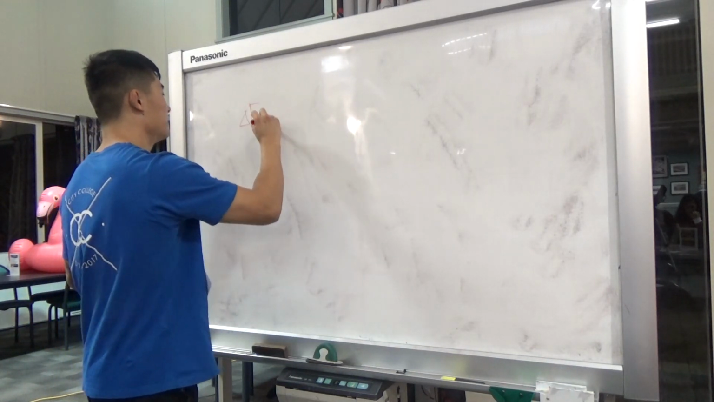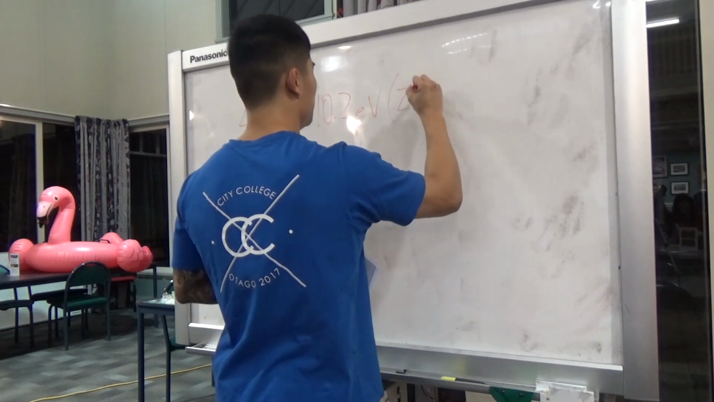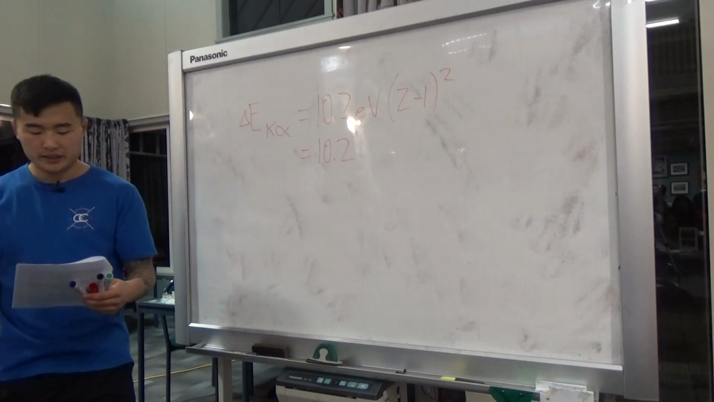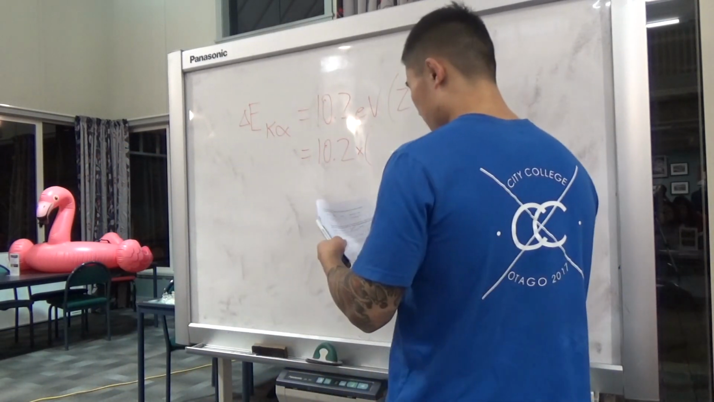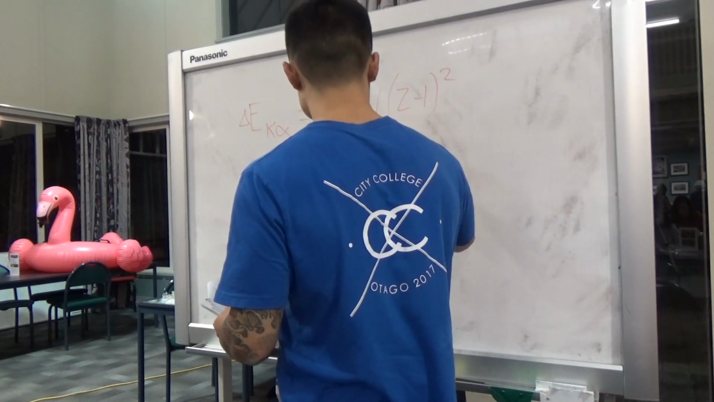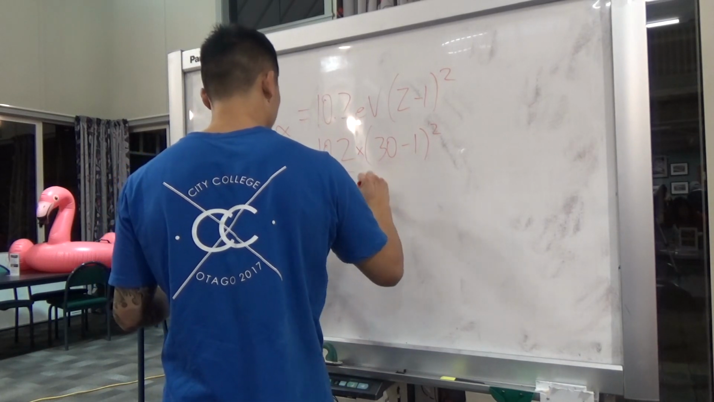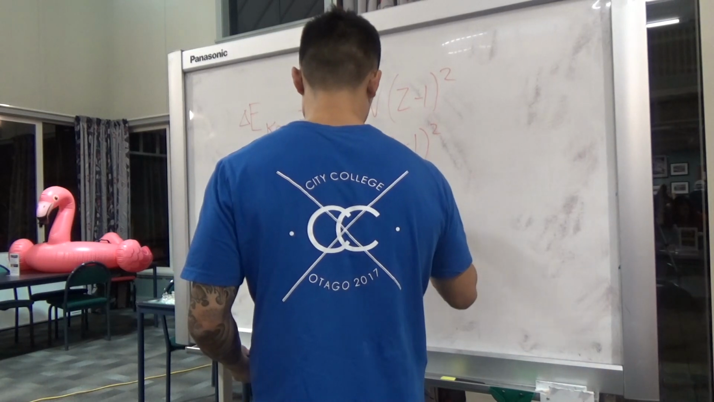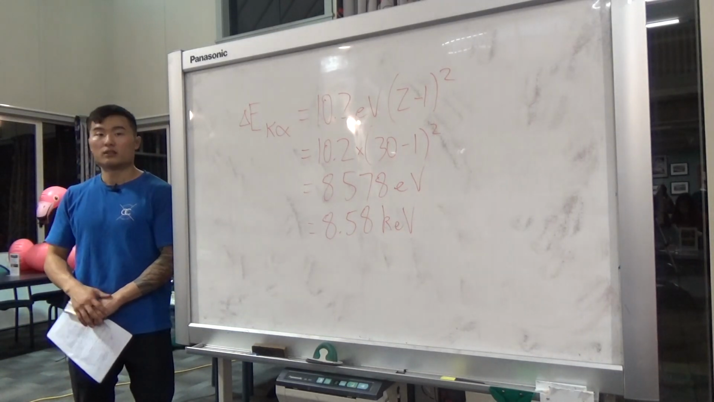You're just going to use this equation: 10.2 eV times (Z minus 1) squared. We want the energy in electron volts, so we don't have to convert into joules. So it's just 10.2 times (Z minus 1) squared, where Z is your atomic number, the bottom number next to the element. So that's 30 minus 1 squared, and that will give you 8,578 electron volts, which is 8.58 kilo electron volts.